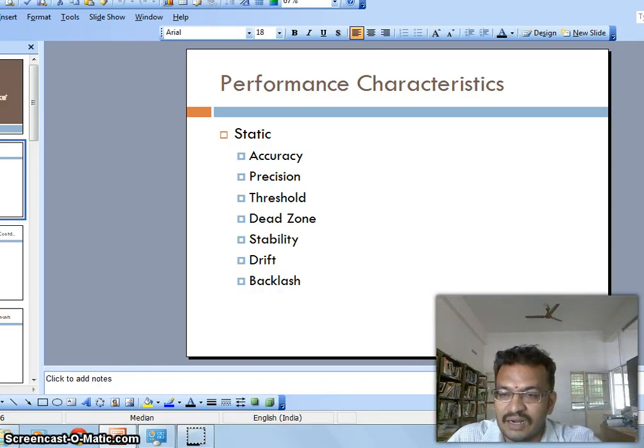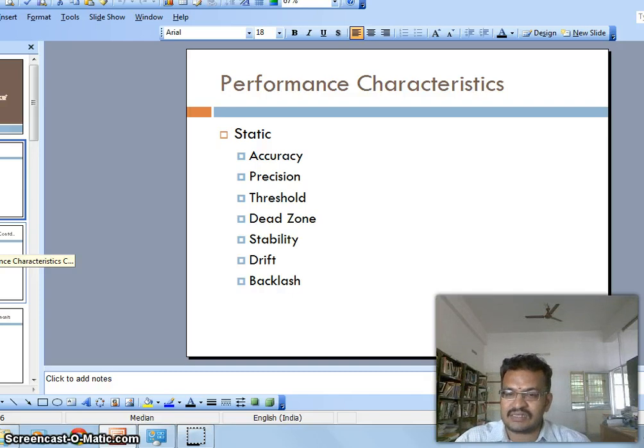Apart from this, we can include another characteristic, that is static error. It is defined as the difference between the true value and the measured value. Linearity and others are the other performance characteristics coming under the static category.